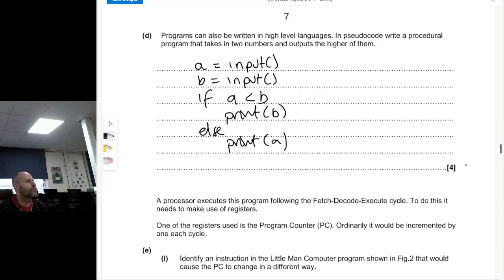Some people did subtract them and say if it was less than 0, so they're mimicking Little Man Computer, which is not wrong. You're just giving yourself more scope to screw it up. Alright, so try and reduce the screw up potential.